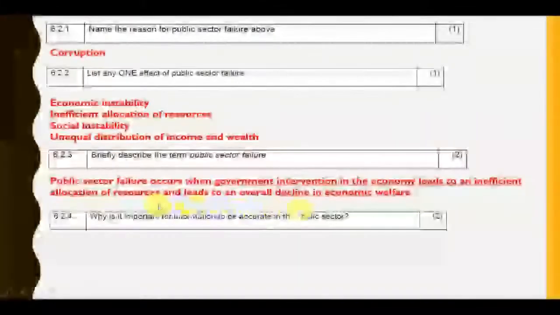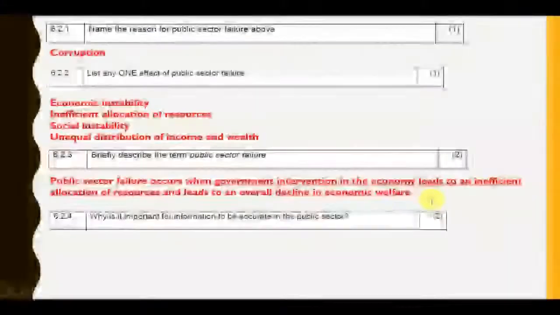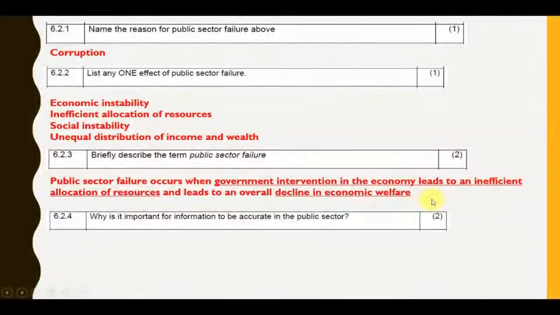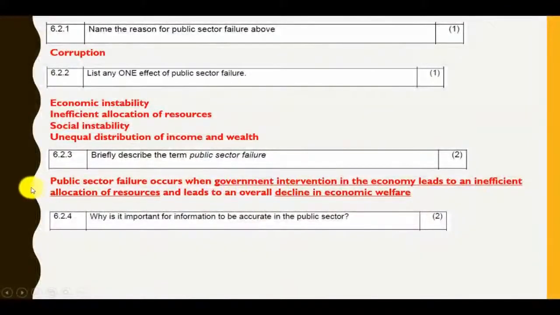So what is the effect of that? It's a decline in the economic welfare or the standard of living or the quality of life of the people of the country. And resources are not allocated efficiently. In other words, instead of allocating that money for housing, which is where it was meant to go, it's now going to just be used to satisfy an individual's own personal needs. And that is not an efficient use of state resources.